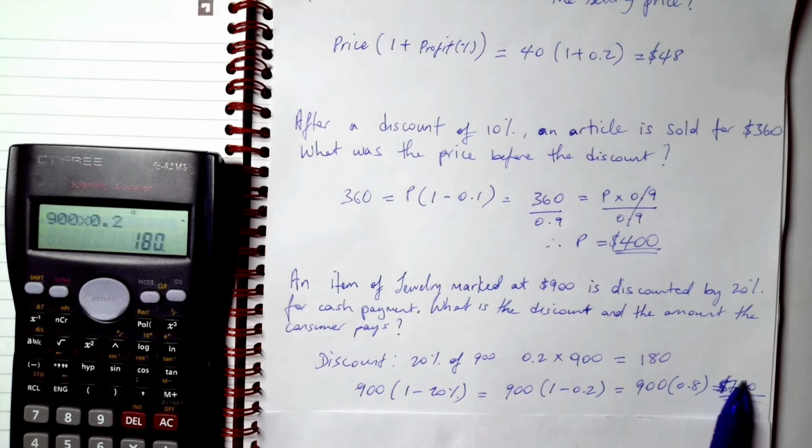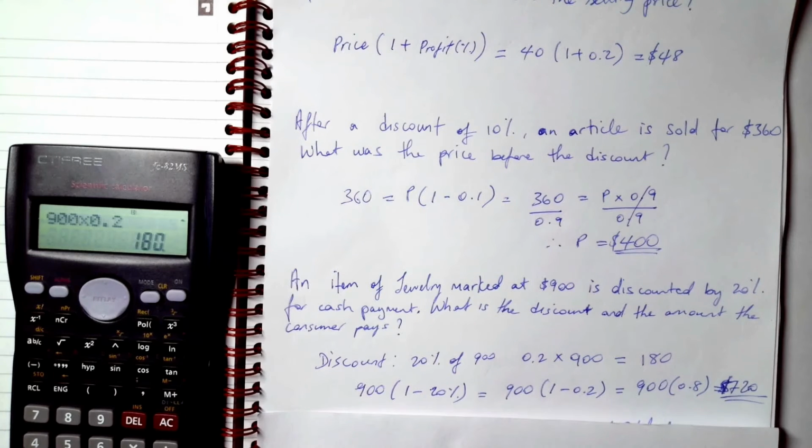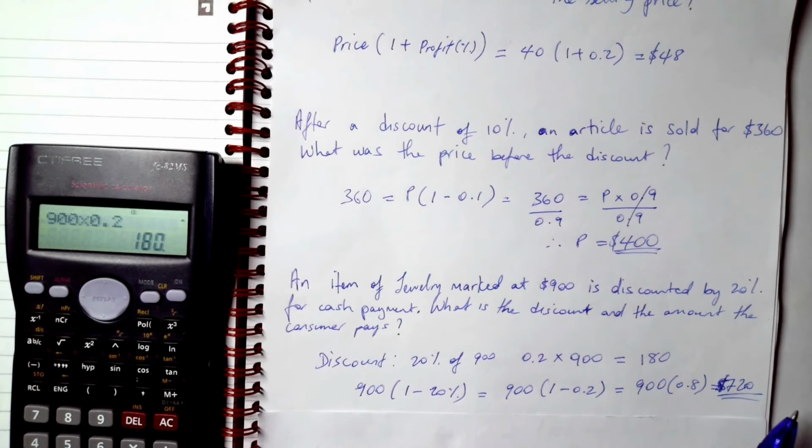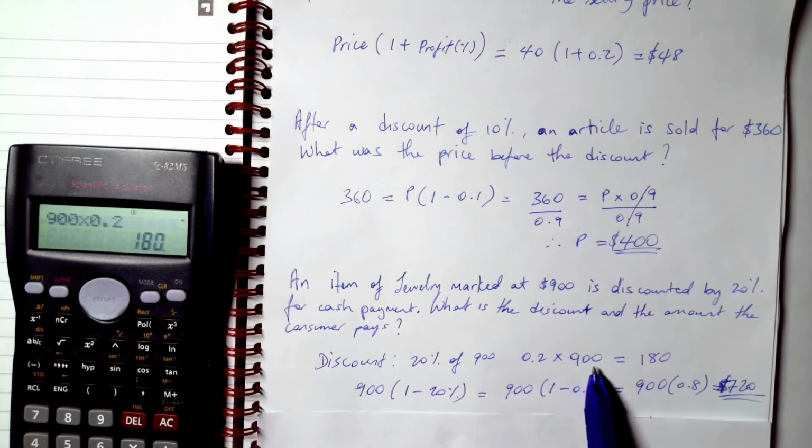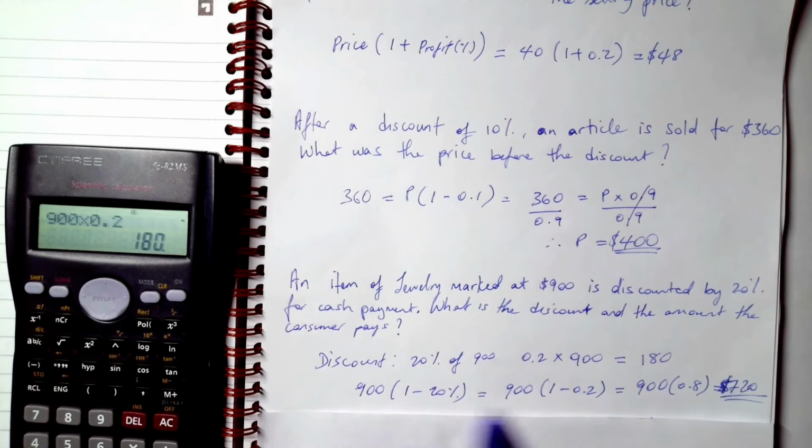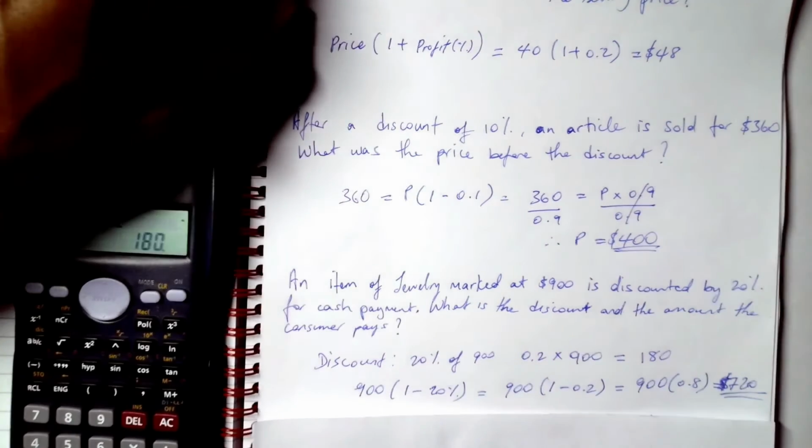And of course, we could have gotten here by subtracting 180 from 900. That's exactly what we would do. Subtract 180 from 900. But it's good to use the formula. Get acquainted with the formula. Get used to subtracting the discount from the 1 and getting the result, of course. Last one.